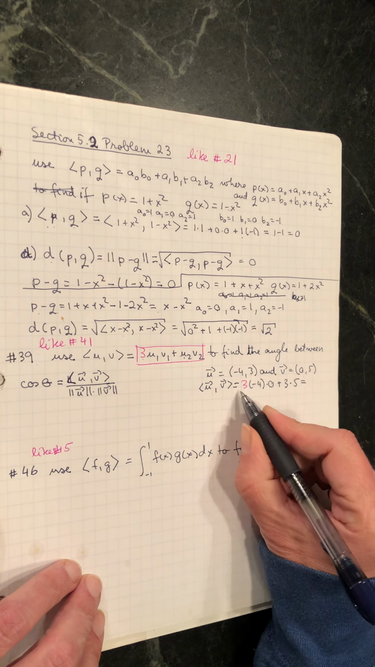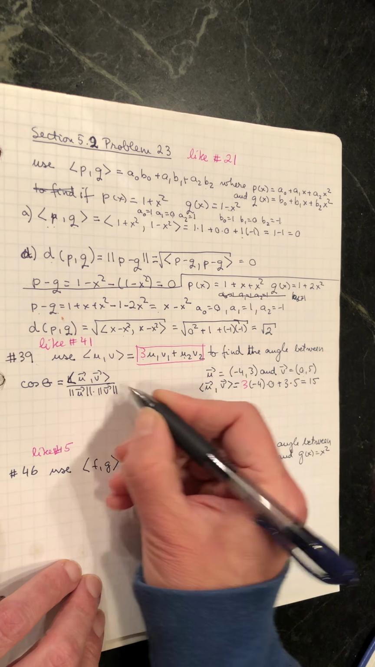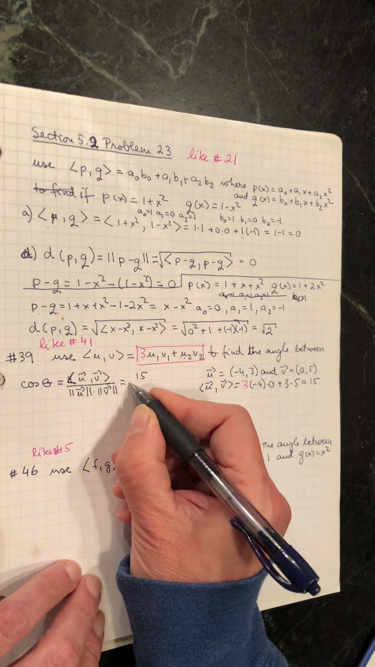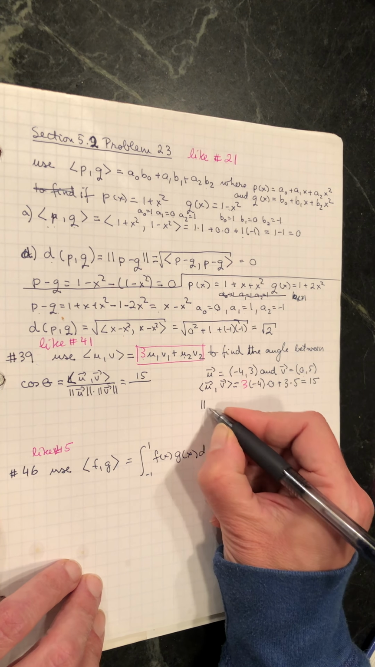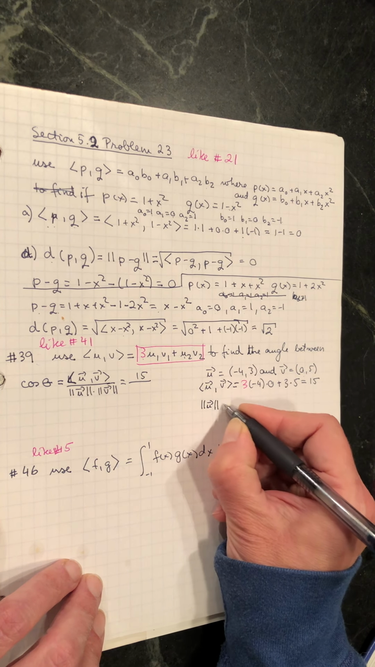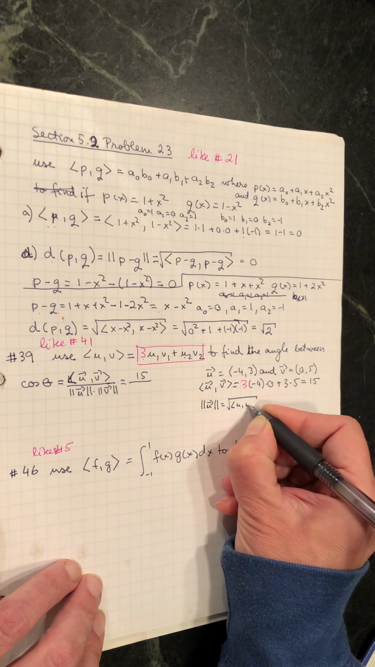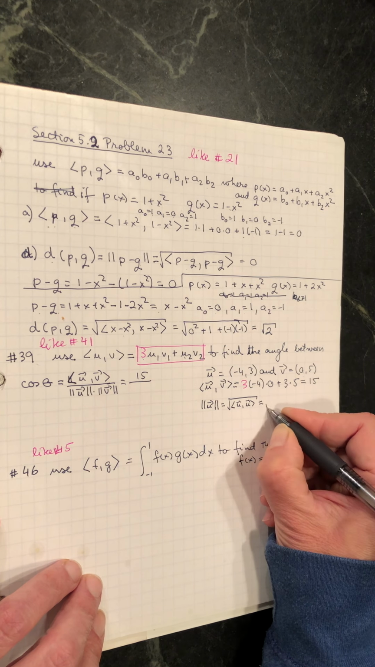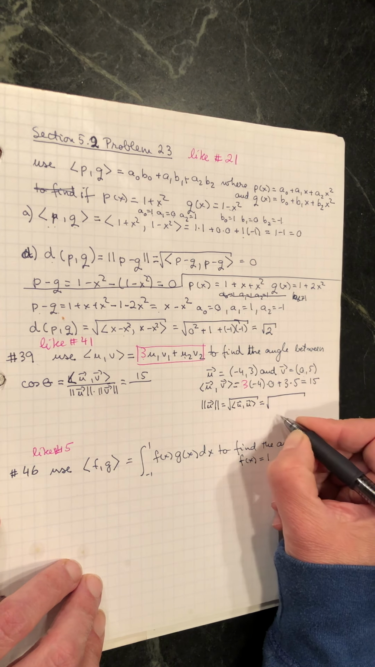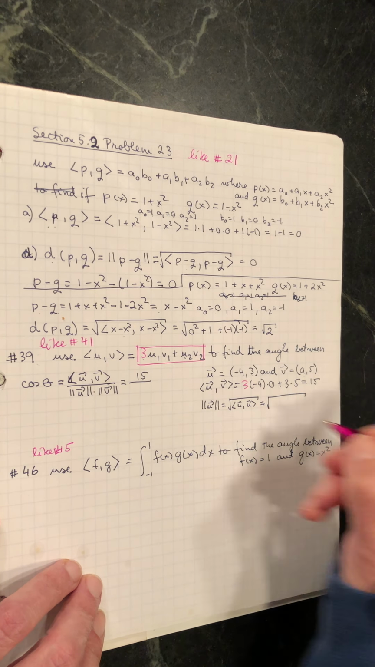So that means the inner product of u and v is 15. All right, so I'm going to put that up here. That's 15. Next, I want to find the magnitude of u. To find the magnitude of u, I have to find the square root of the inner product of u with itself. So that means I have to find the square root of the inner product between u, which is here, with itself.